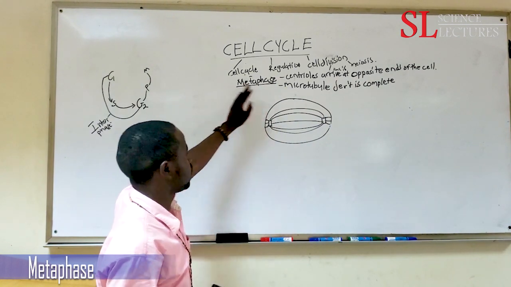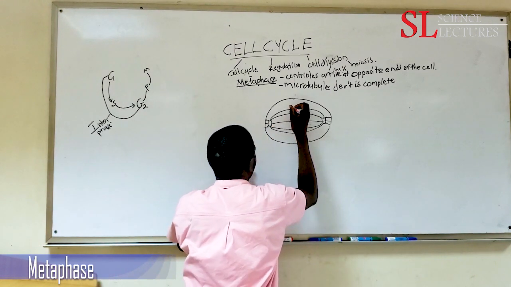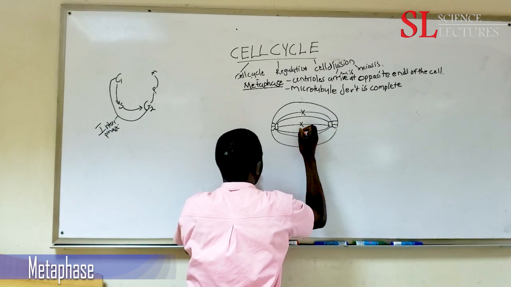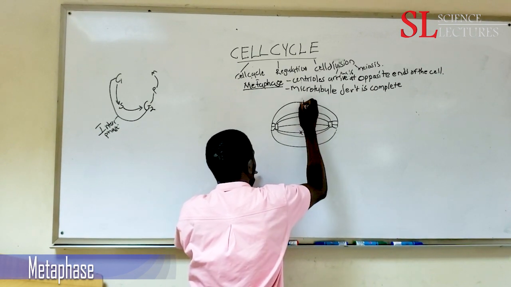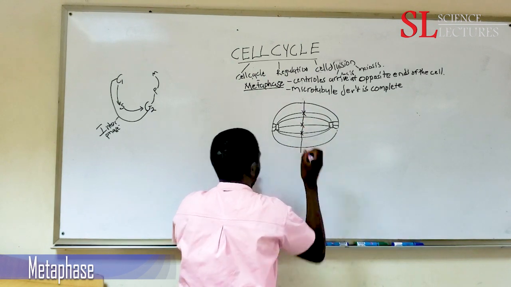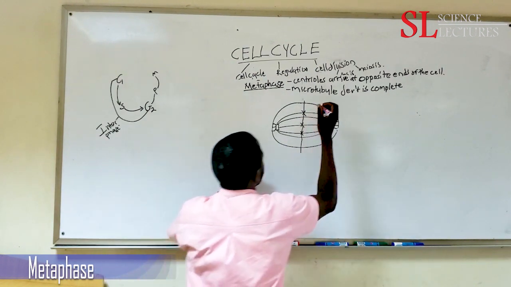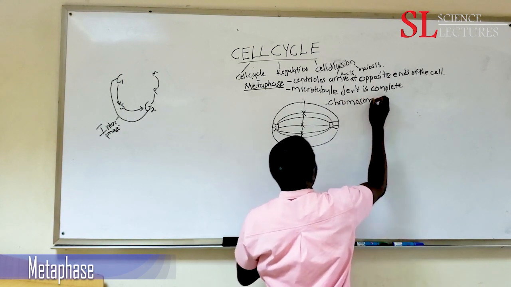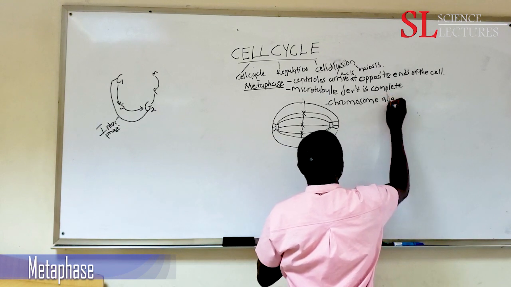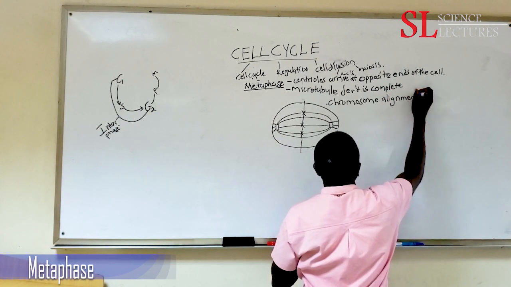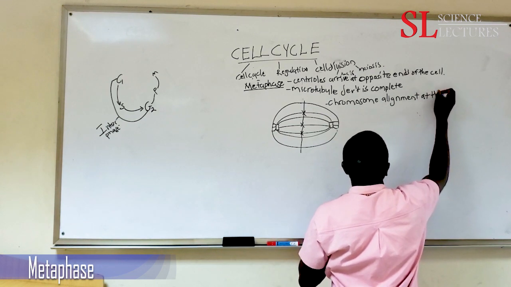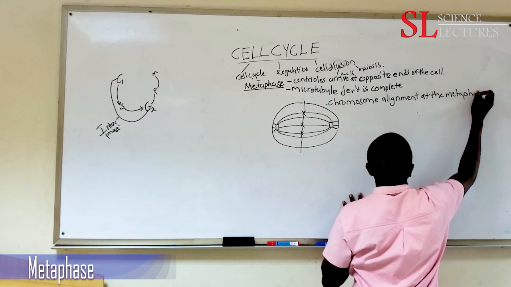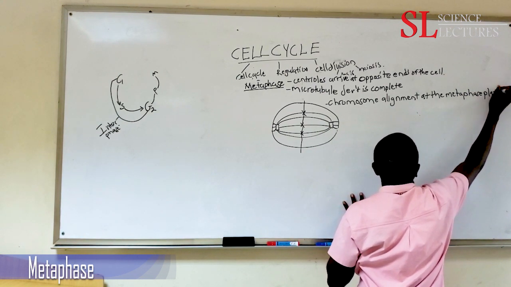Then we say meta means in between. So our chromosomes shall attach themselves at what we call the metaphase plate. They align themselves at the metaphase plate. So the major important process here is the chromosome alignment at the metaphase plate.